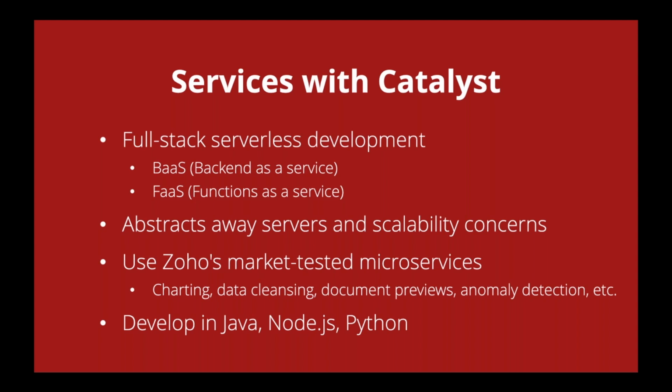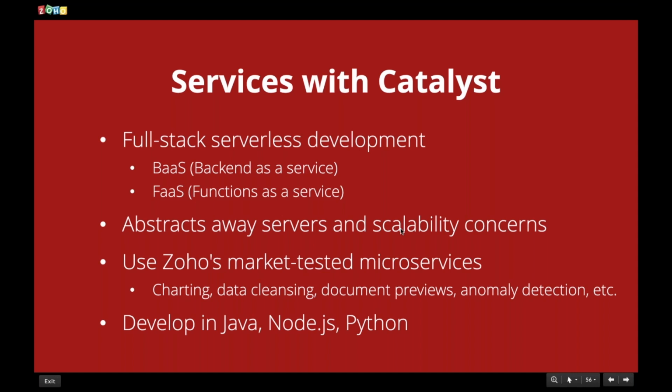So first off, a couple cool things about this. One, if you're using Catalyst, it gives you functions as a service, but also the backend as a service. So you can deal with file storage or running functions. You can develop in Java, Node.js, or Python. We're going to be adding more languages in the future, but at launch, that's what we support.